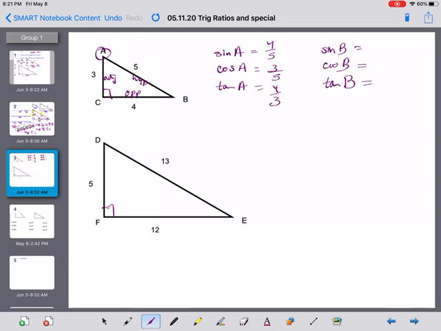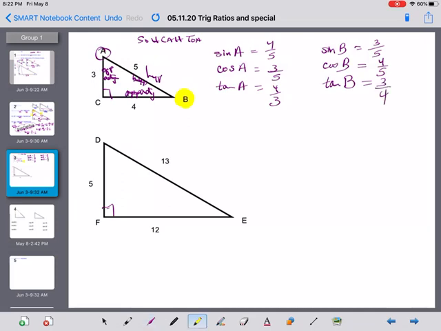Okay, sine of B. So now with respect to B, you relabel. Opposite leg, adjacent leg, and then hypotenuse stays in the same spot. So sine, opposite over hypotenuse, 3/5. Cosine, adjacent over hypotenuse. I should write SOHCAHTOA so we have it. 4/5, and then 3/4, opposite over adjacent.